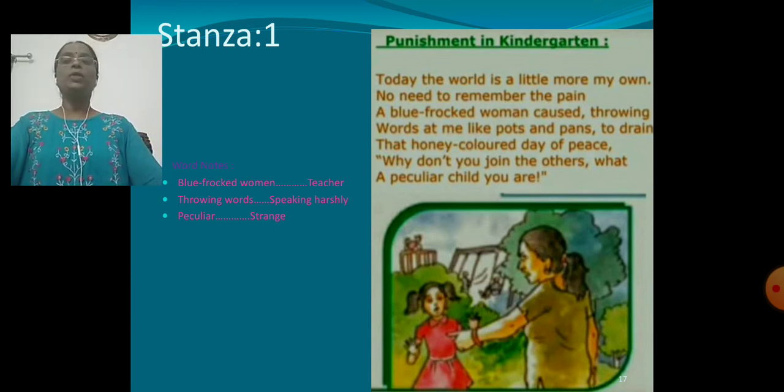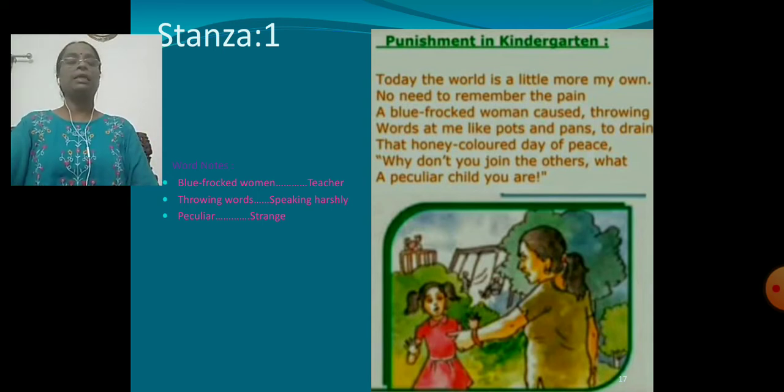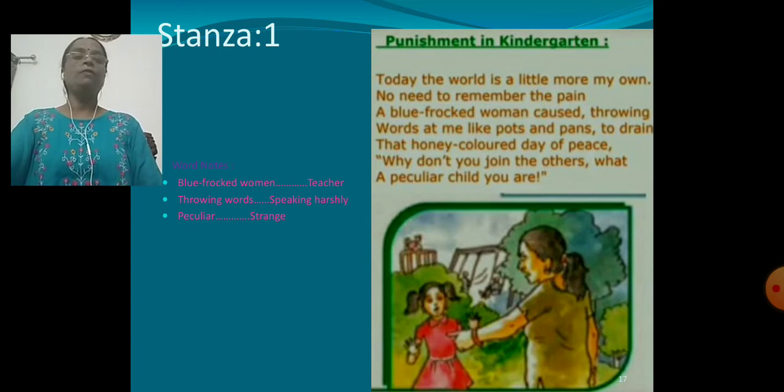So look at this slide. The first stanza of the poem is given in this slide for you. Look at the lines of the first stanza. I read from this slide.